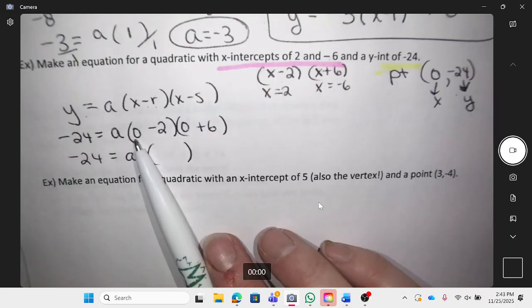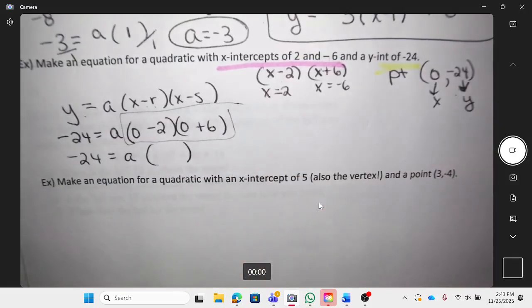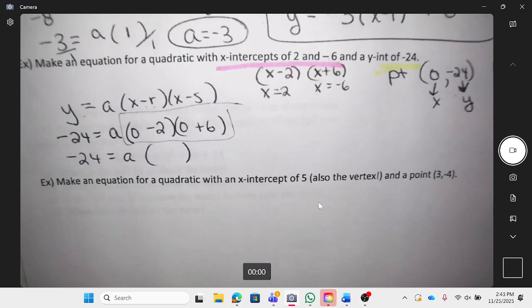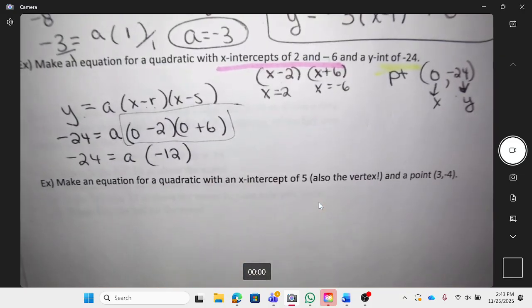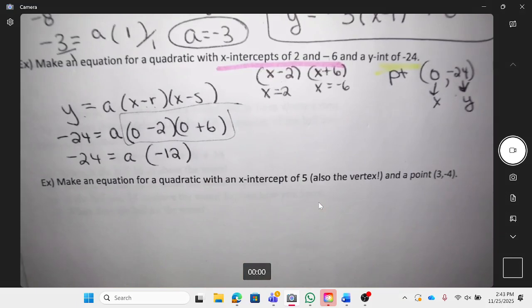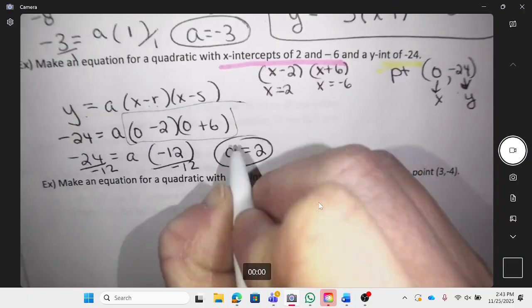You can go bracket 0 subtract 2, bracket, you can literally just type that into your calculator as is. Okay, challenge yourself. I could do that in my head very fast. What's this bracket times this bracket? Or you can just type it in because you have access to your calculator, that's fine. Did you come up with -12? Divide by -12, divide by -12, therefore the A equals 2.